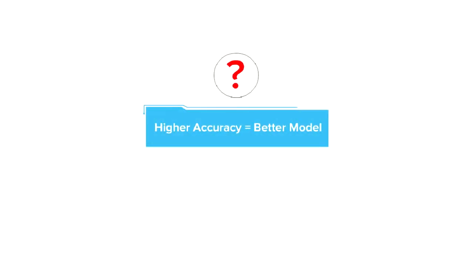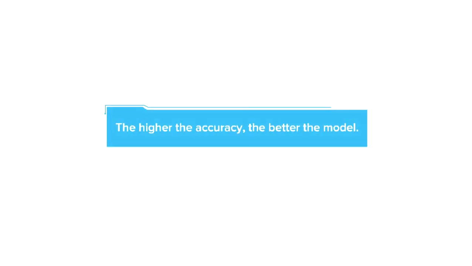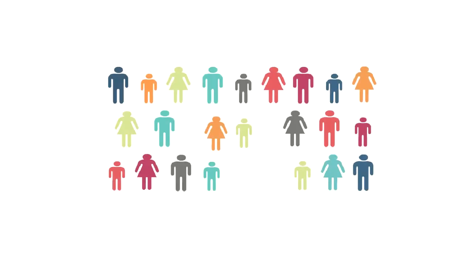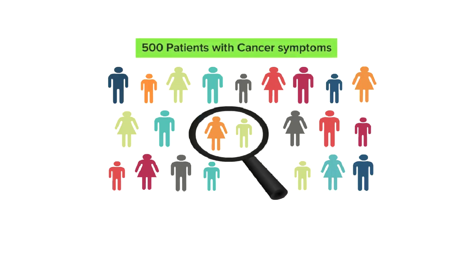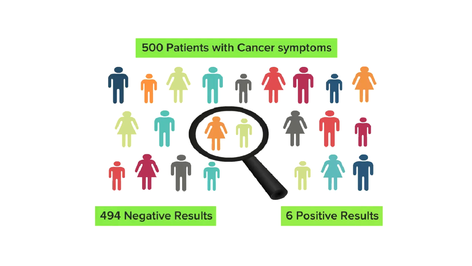But let me ask you something. Does a higher accuracy value mean a higher performance model? Obviously, the higher the accuracy, the better the model. This was pretty simple, right? To understand the purpose of my question, let's look at an example. Suppose there's a group of 500 people who undergo a cancer diagnostic test. 6 patients are tested as positive, which means they have cancer, whereas the other 494 patients do not have cancer.